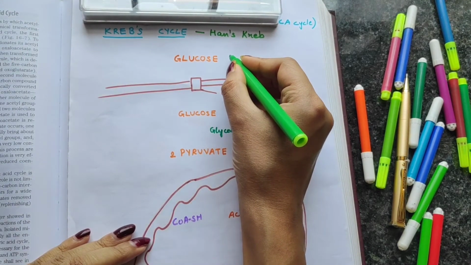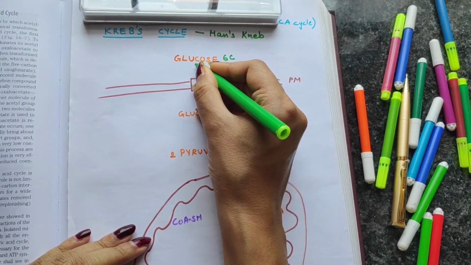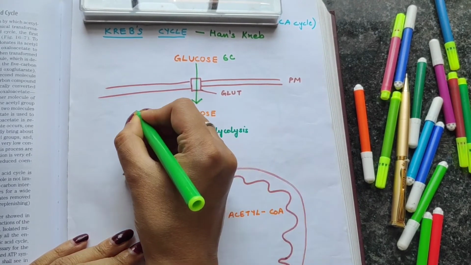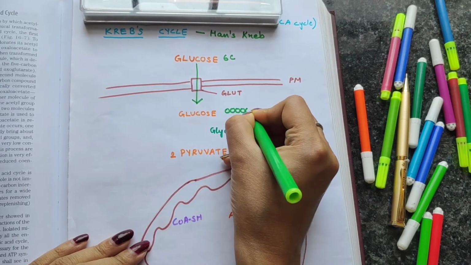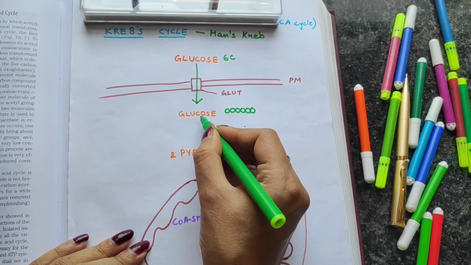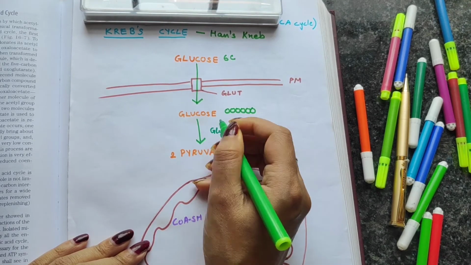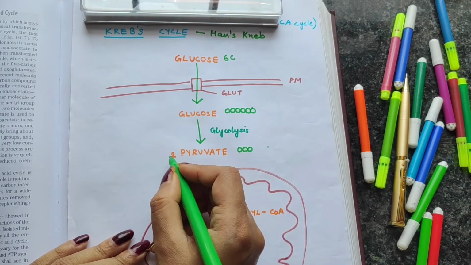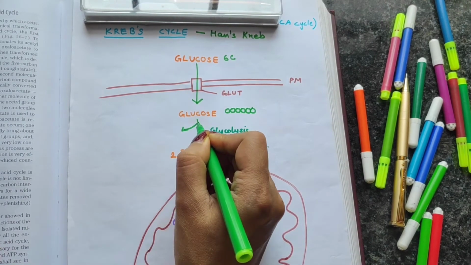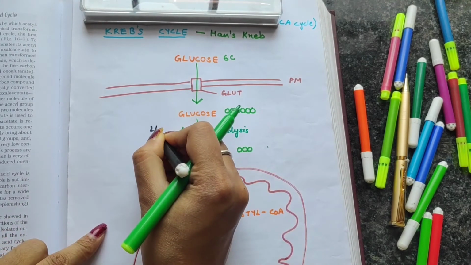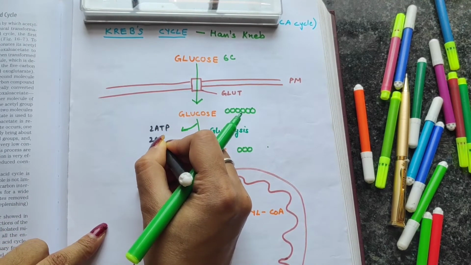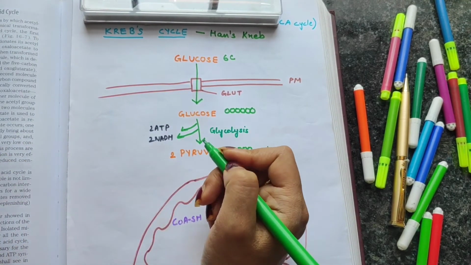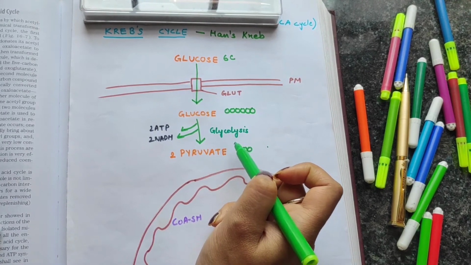Now, you already know that glucose is a 6-carbon molecule. It will enter through the GLUT receptor. 4, 5, 6, yeah. So, 6-carbon molecule glucose will make 2 pyruvate having 3 carbons each, and it will give 2 ATP and 2 NADH. This was glycolysis that took place in 10 steps.